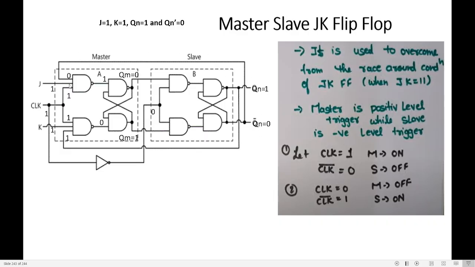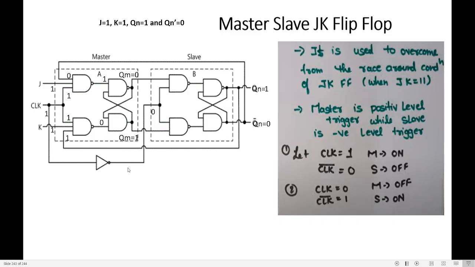So Qn bar is propagated to J, Qn is propagated to K. 0 into 1 into 1 is 0, 0 complement is 1. So 1 into 1 into 1 is 1, 1 complement is 0. When any input of the NAND gate is 0, the output is 1. We know that. So since this input is 0, output is 1. Now Qm bar is 1. If I propagate this here, 1 into 1 is 1, 1 complement is 0. Hmm, so I got the output Qm as 0, Qm bar as 1.